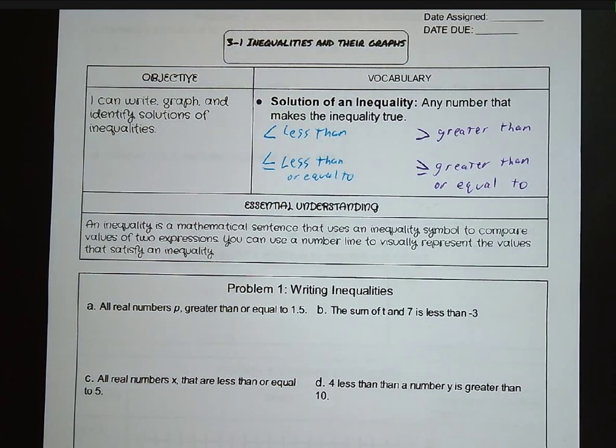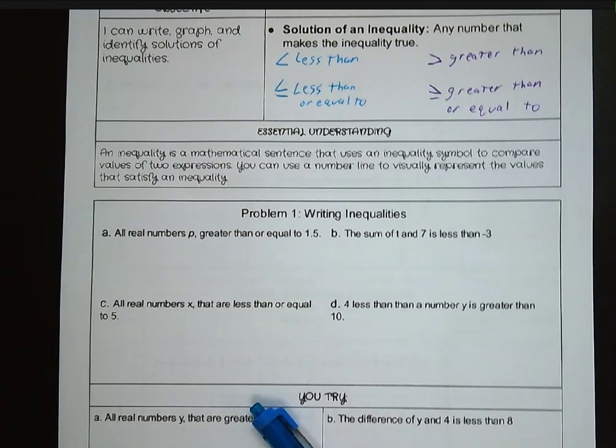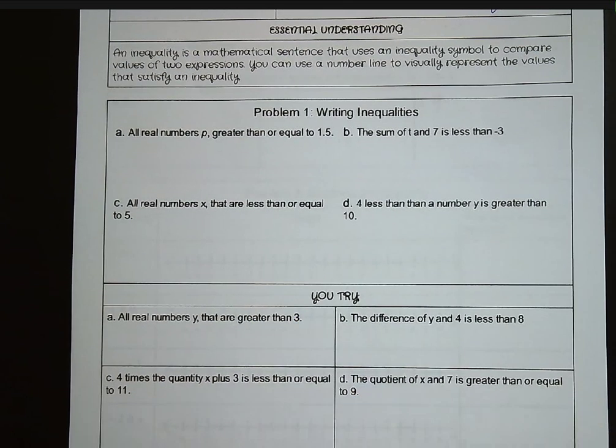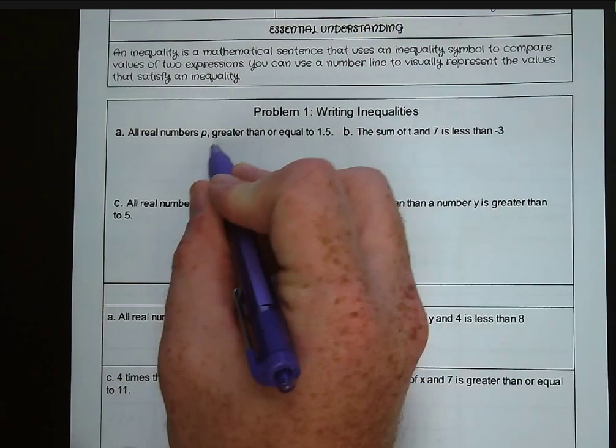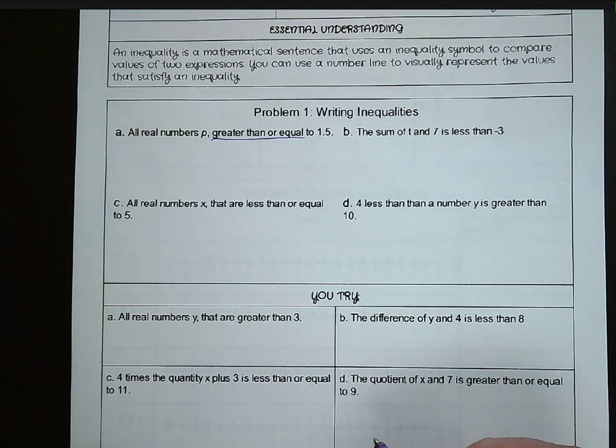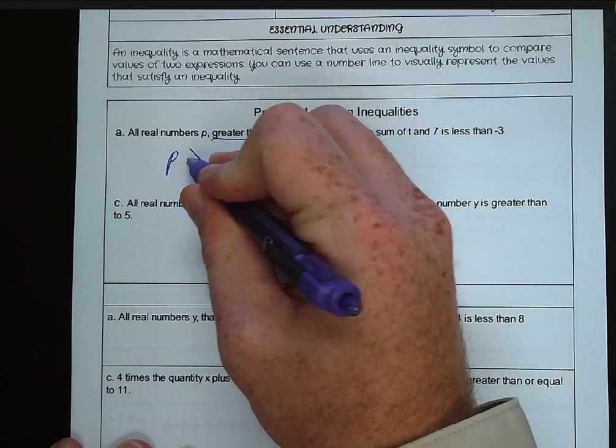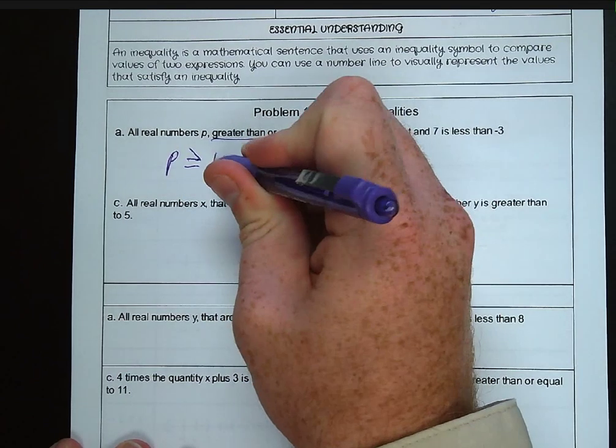All right, so we're going to start. Let's take a look at problem number 1, writing inequalities. And letter A is all real numbers p greater than or equal to 1.5. So we have p greater than or equal to 1.5.